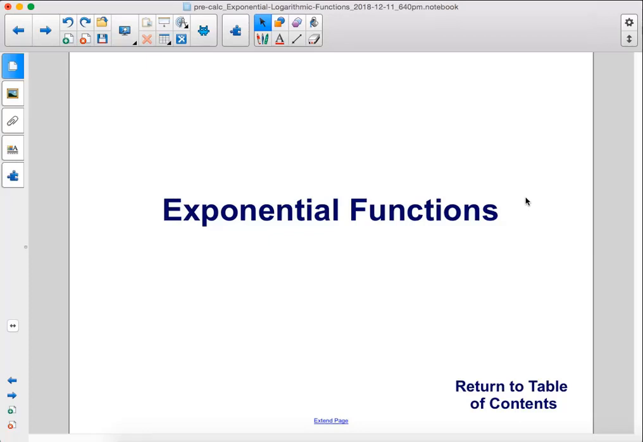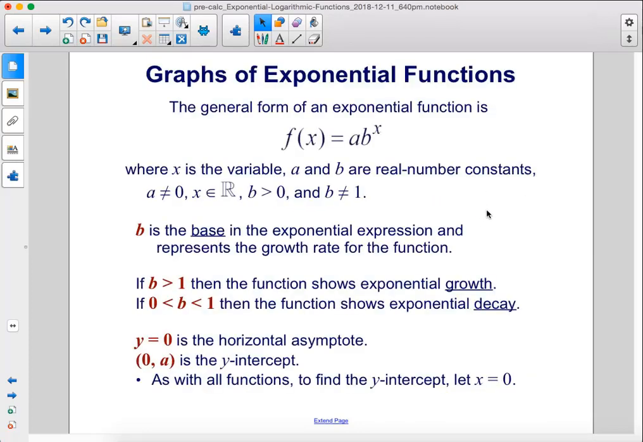Exponential functions. The general form of an exponential function is f of x equals a times b to the x power, where x is the variable, a and b are real number constants, a does not equal 0, x is a real number, b is greater than 0, and b does not equal 1.